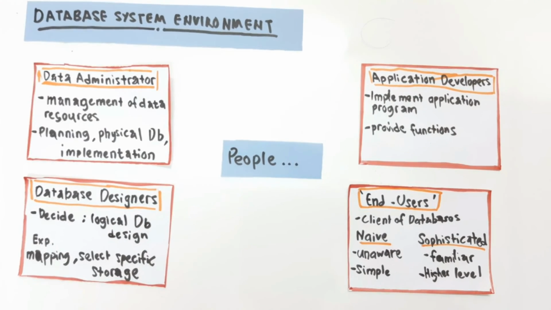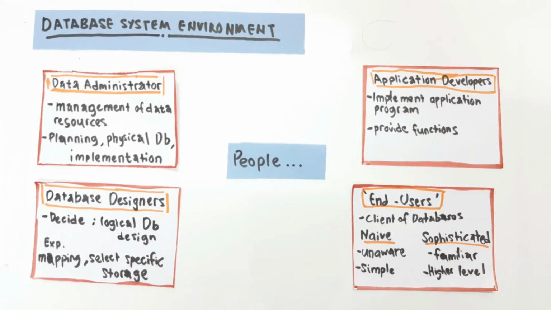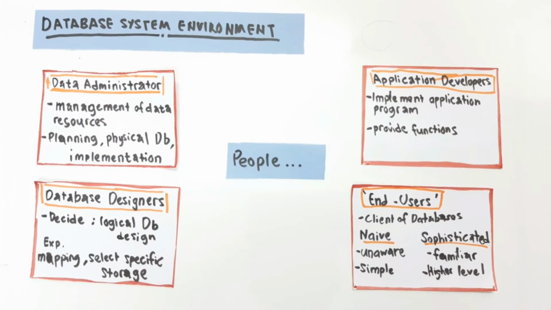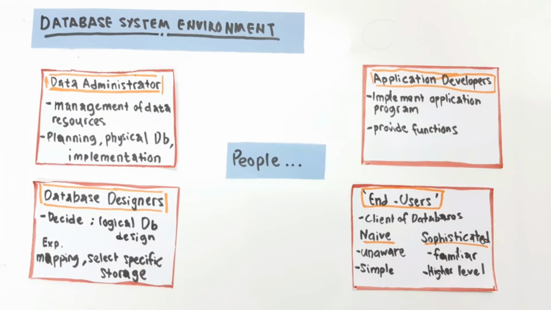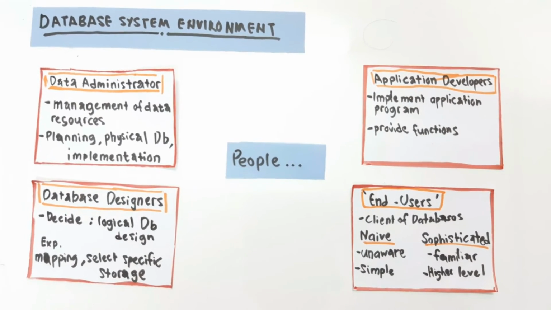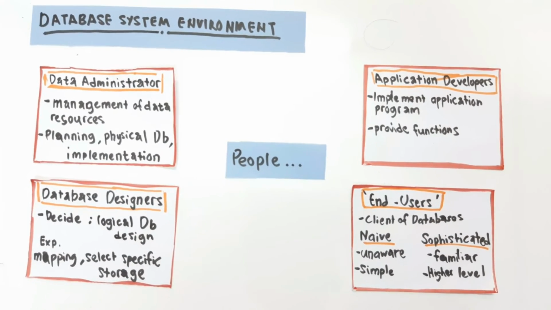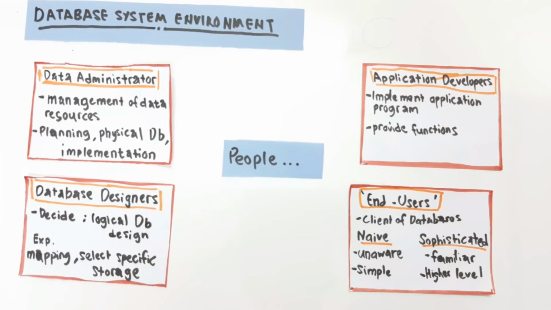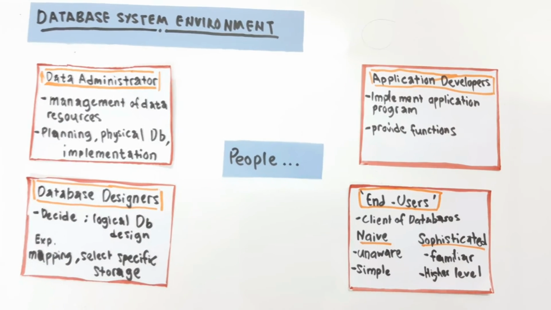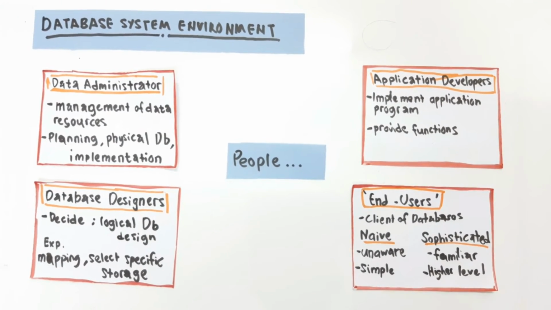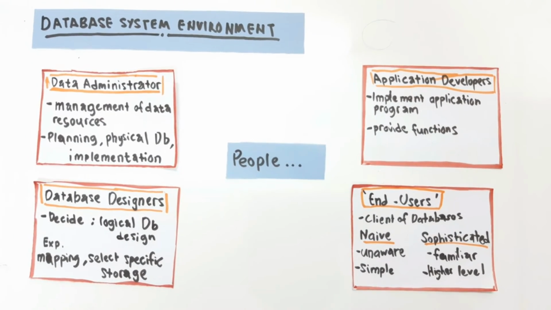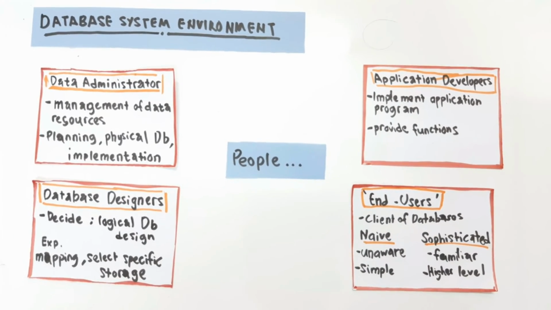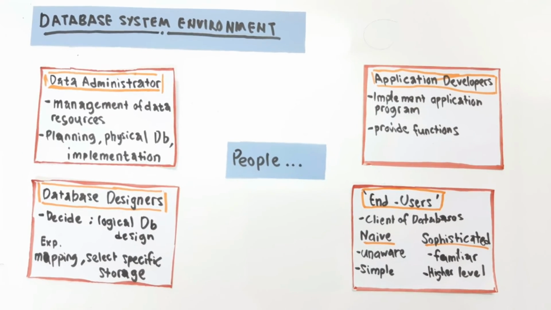Second, the database designer. It decides how the logical database design is to be physically realized. This involves mapping the database, selecting specific storage structures, and more. Third, application developers implement the application programs that provide the required functions for the end user based on specifications produced by system analysts. And the last one, the end user.